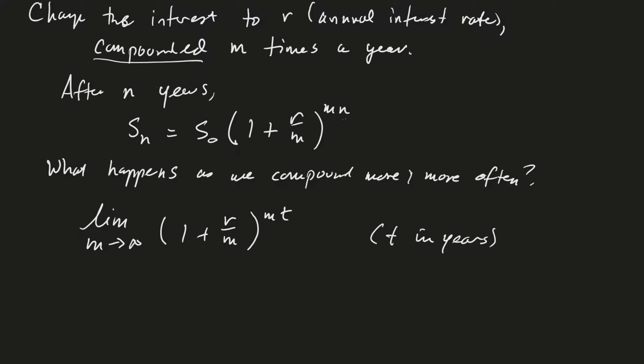Is this reasoning valid? As m goes to infinity, r over m goes to 0, and so therefore this goes to 1, and 1 to any power is equal to 1, and so this is equal to 1. No, that's not right. That's because as this term is going to 0, you're actually compounding it even more and more often.